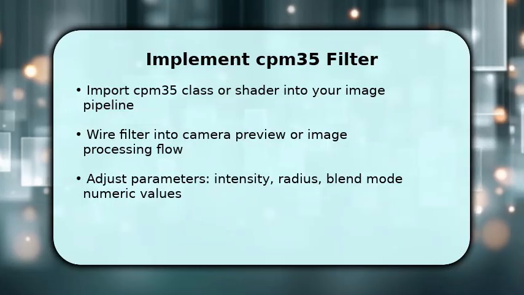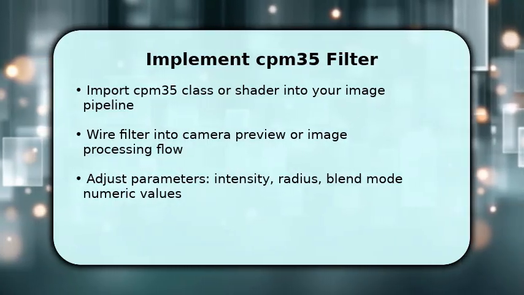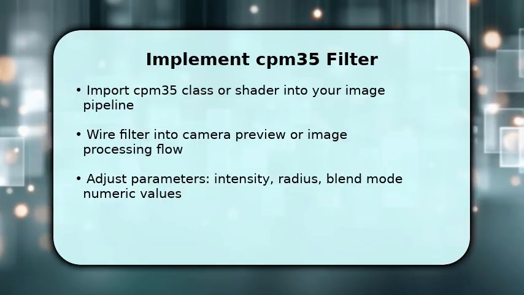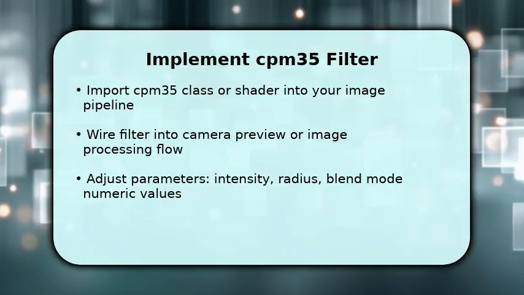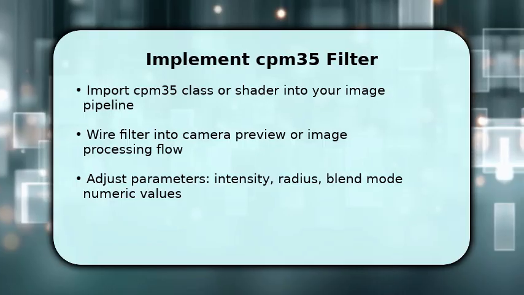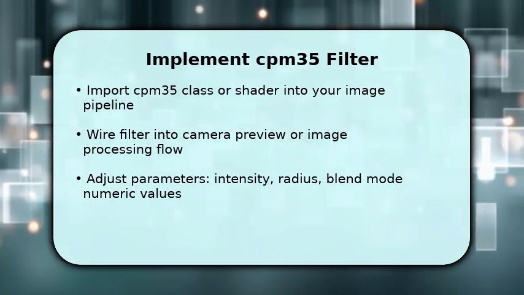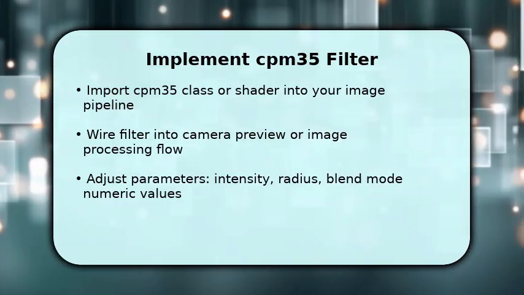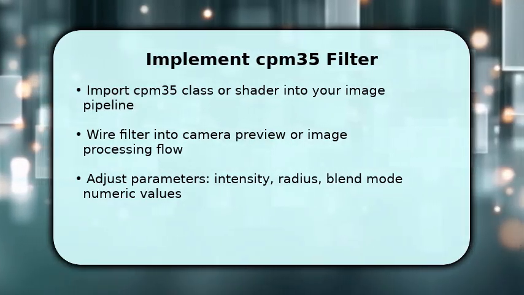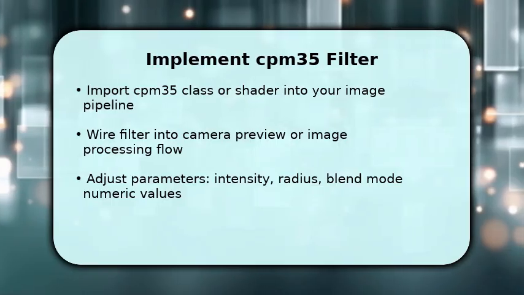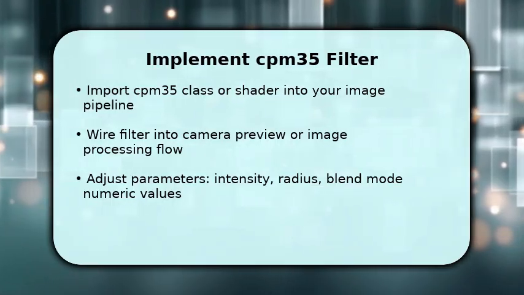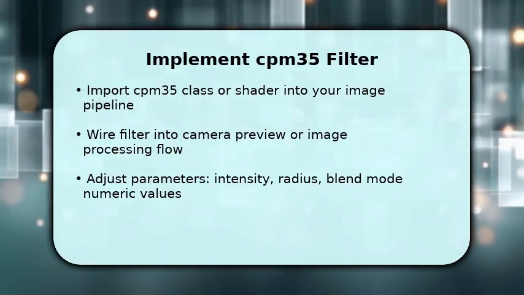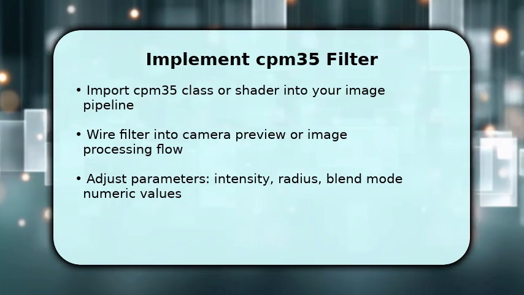Now you wire the Cpm35 filter into your processing chain. You import the filter implementation or shader, then attach it to the camera preview or bitmap pipeline. For surface-based rendering, create a GL texture and bind the filter program. Tune parameters like intensity and radius by exposing setters that you can tweak live. This matters because Cpm35 relies on those values to balance contrast and detail.